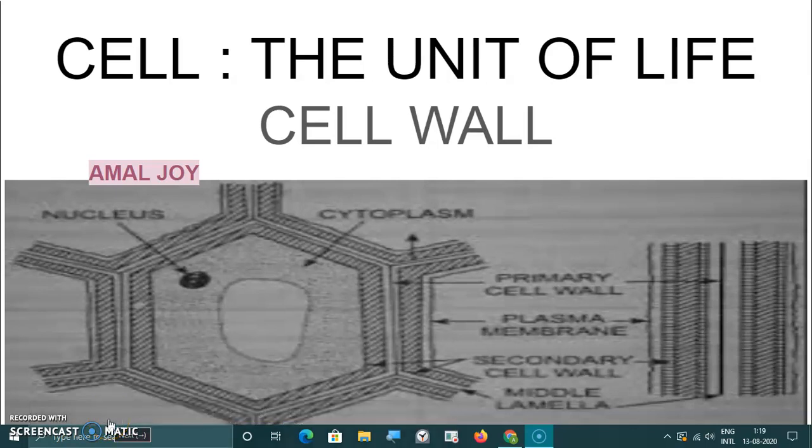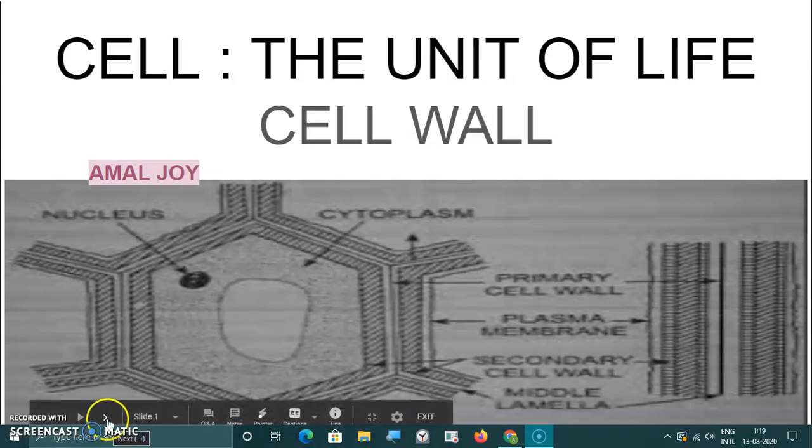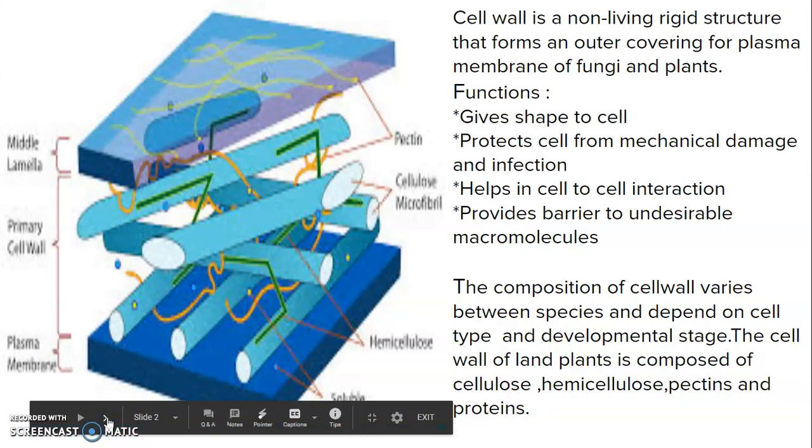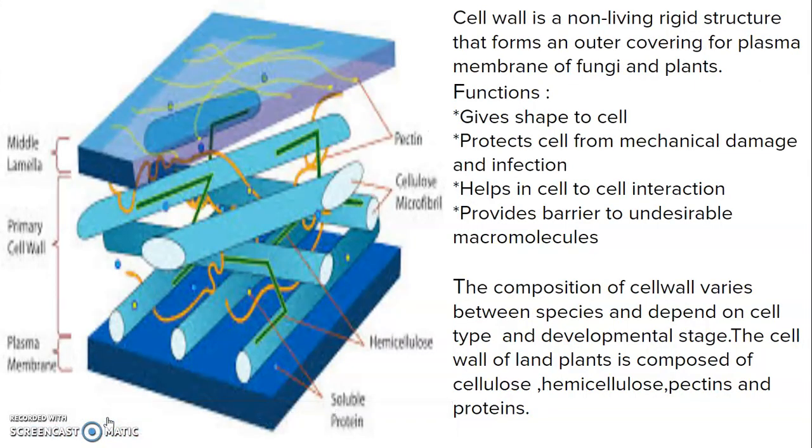Cell wall. Cell wall is a non-living rigid structure that forms an outer covering for plasma membrane of fungi and plants.